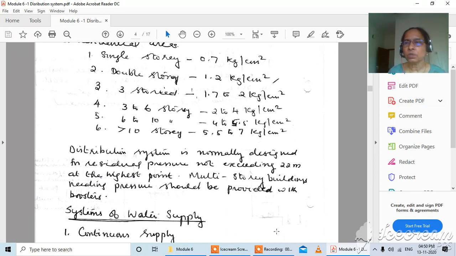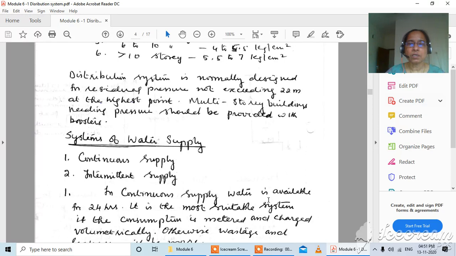So usually it is not being provided, and what is usual practice, we are providing a residual pressure of 22 meters at the highest point. That means at the highest point, the terminal pressure will be 2.2 kg per centimeter square. That is what usually we do. And then for other people, those who are having 6 story or 10 story building, then they have to collect the water in their ground level in storage reservoirs, and then they have to pump it. Okay, that is the normal practice.